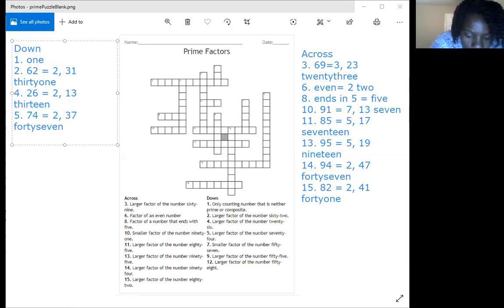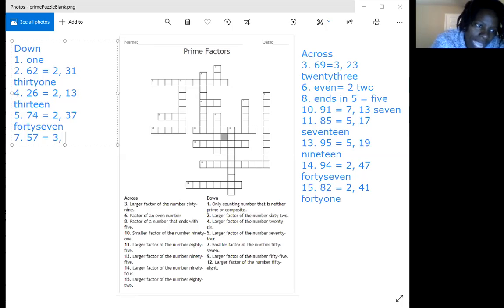Next, we have number 7. Number 7 says smaller factor. So this time we have to pay attention. We want the smaller factor of the number 57. So 57 is another one of those special ones where it's not even. So we know one of the factors is not 2. And so it's odd. So there's a good chance that one of the factors is 3. So let's look at that on the factor map.